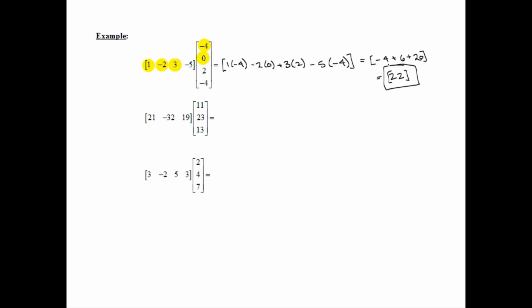Let's do another one. Okay, here we take the first entry in the row, that's 21, times the first entry in the column. Second entry in the row, negative 32. Second entry in the column. Third entry in the row is 19. Third entry in the column is 13. We're going to add all those up. When you do that, you should end up with negative 258.